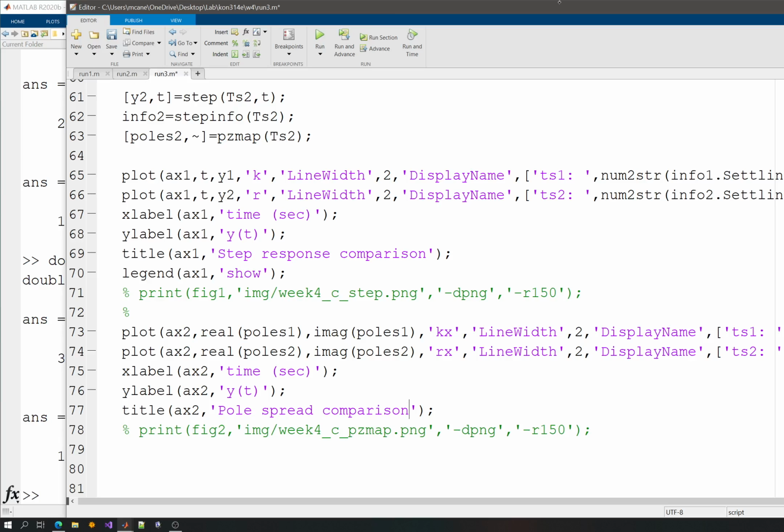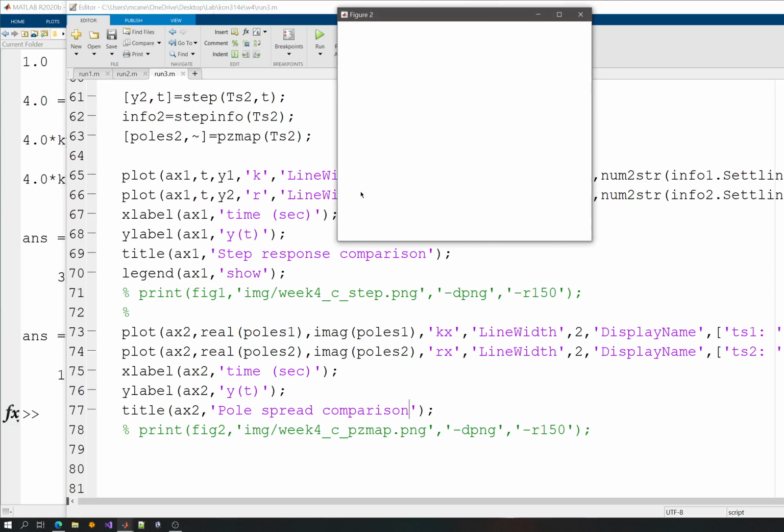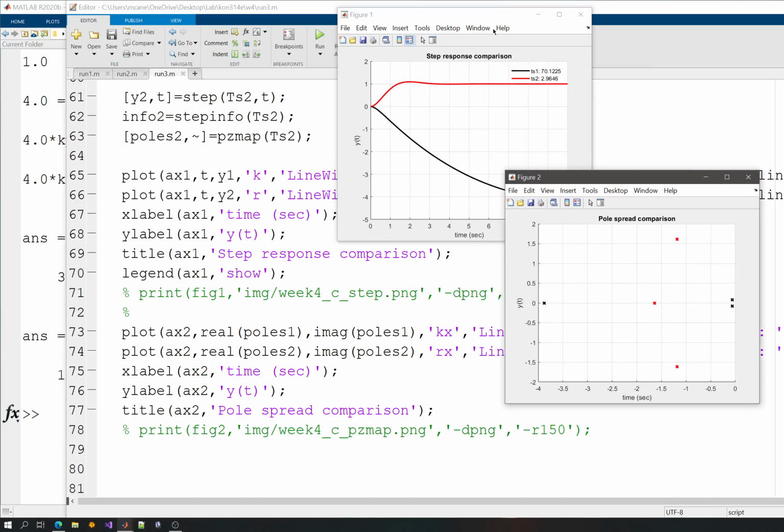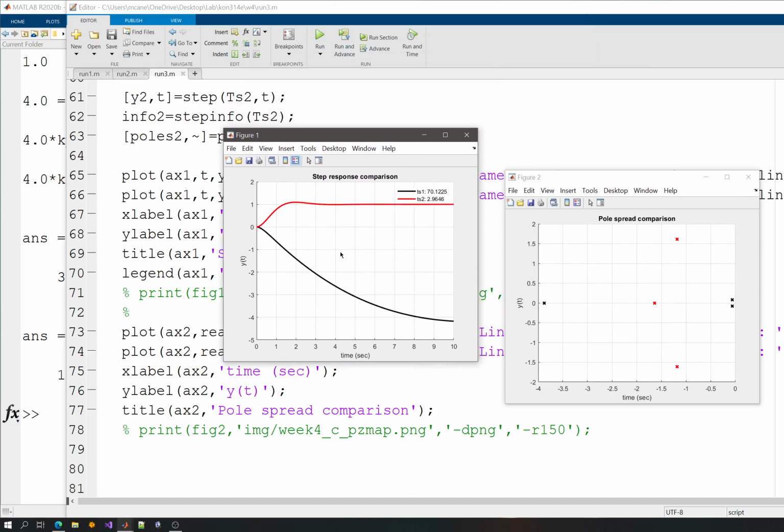There we go. Now let's run this, and hopefully, okay, now I can see what's happening here. Now the red one is like that, and this one has a response like that. But you can see what I mean by the dominance here.